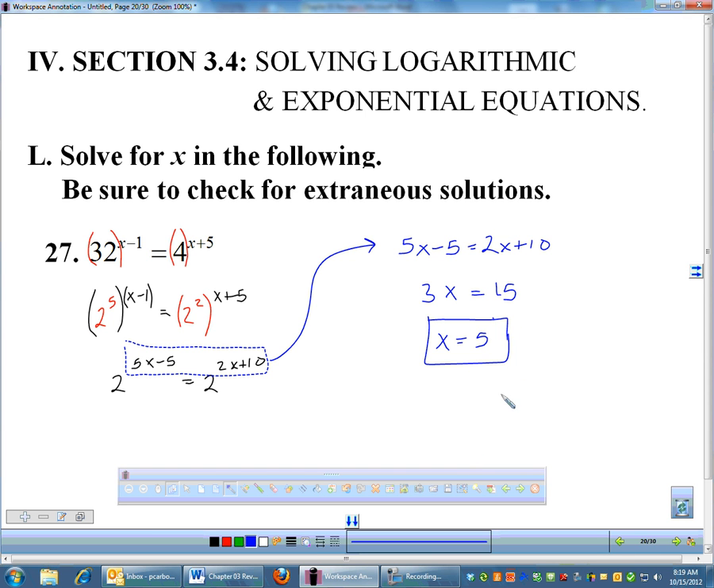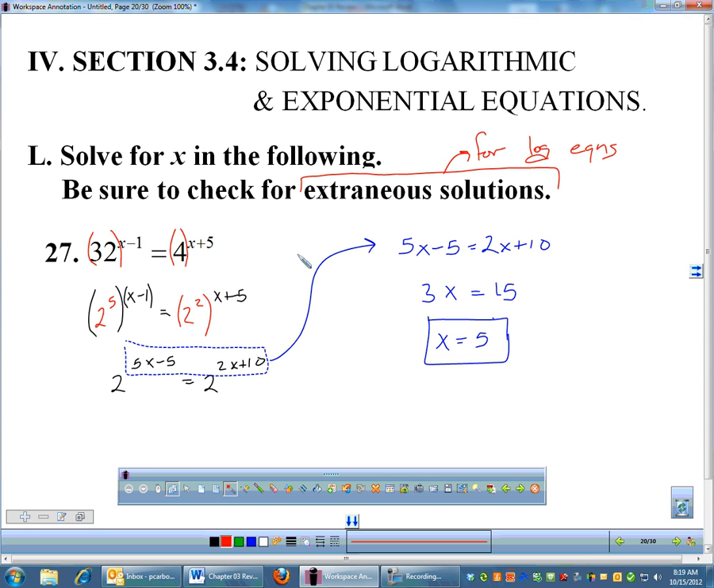Notice in the directions I did say to check for extraneous solutions. That applies to log equations. If it's an exponential, you don't have to worry about your solutions not working. However, it's not a bad idea to check your answer just to make sure it works, that you didn't make some kind of arithmetic error. But if all of your algebra is correct up to this point, then your answer will be correct for an exponential. So let's move on.